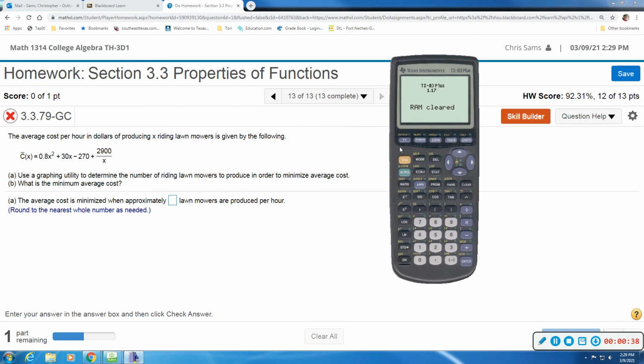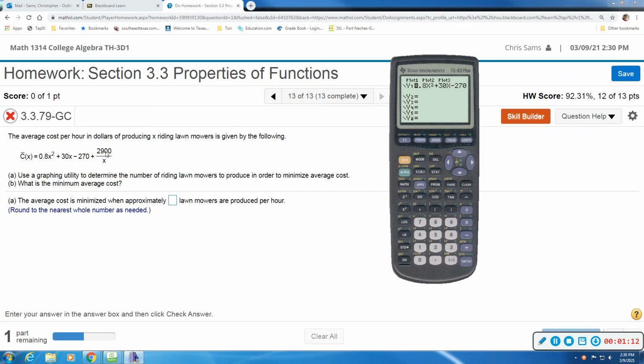So first thing I'm going to do is go to y equal, and then I'm going to type this expression. So 0.8, and then next to the alpha, this is how you get x. And then the squared is catty corner up from 7, so the x squared button. So we have the 0.8 x squared, and then plus 30x, and then minus 270.